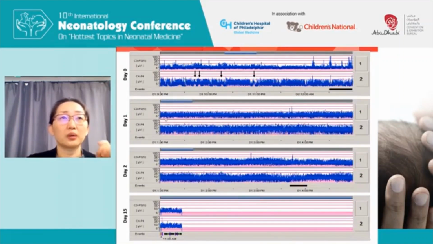You can also use the AEG to again show the response or recovery after an insult. So this is a term baby after being transferred in for cooling, and here you have some seizures, and you can see how discontinuous and suppressed it is, and that amplitude changes, and that you start to get state changes as you go through cooling and rewarming.